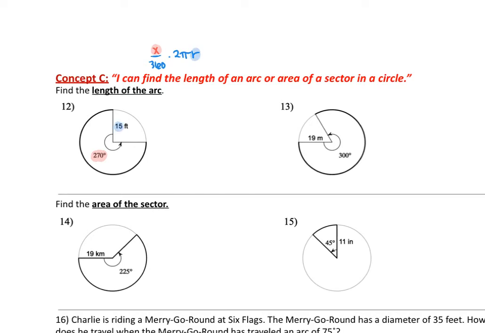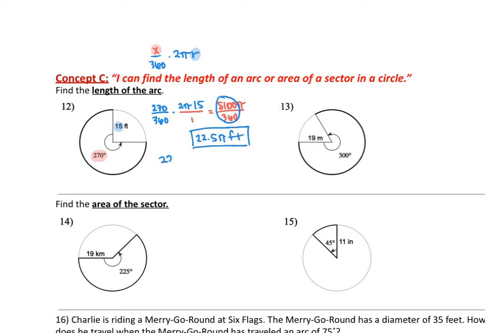Using this equation, it's going to be 270 over 360, that's the fraction of the circle, times 2 pi times 15, the total circumference. And then we multiply straight across. 270 times 2 times 15 is 8100. So it's going to be 8100 pi over 360. And then we divide these numbers. 8100 divided by 360 gives us 22.5 pi. So there's my exact answer.